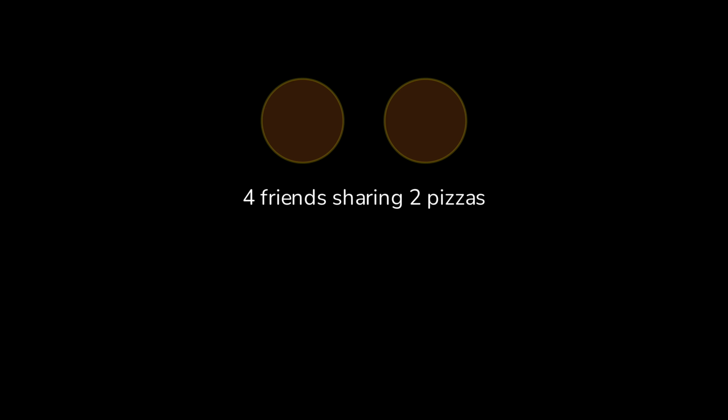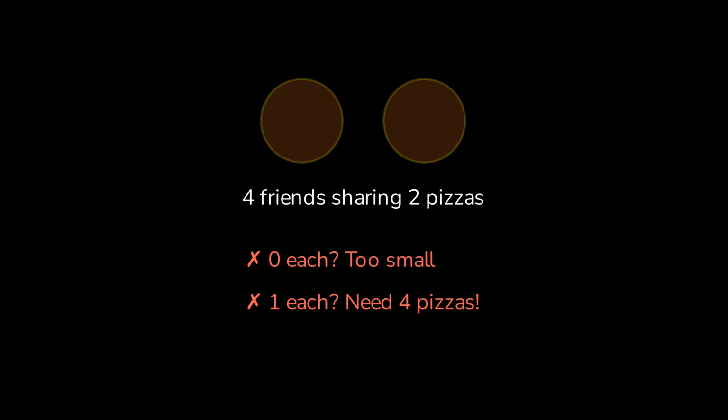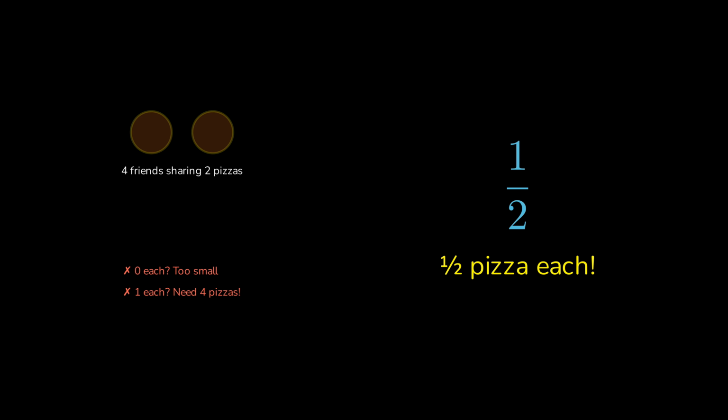Great job. Now here's a new problem. You and 3 friends share 2 pizzas equally. How much does each person get? Let's see. 2 divided by 4 equals... Integers can only give whole amounts. 0 pizzas? No, too small. 1 pizza? No, too much. Integers can't solve this. The answer is half a pizza, written as 1/2.